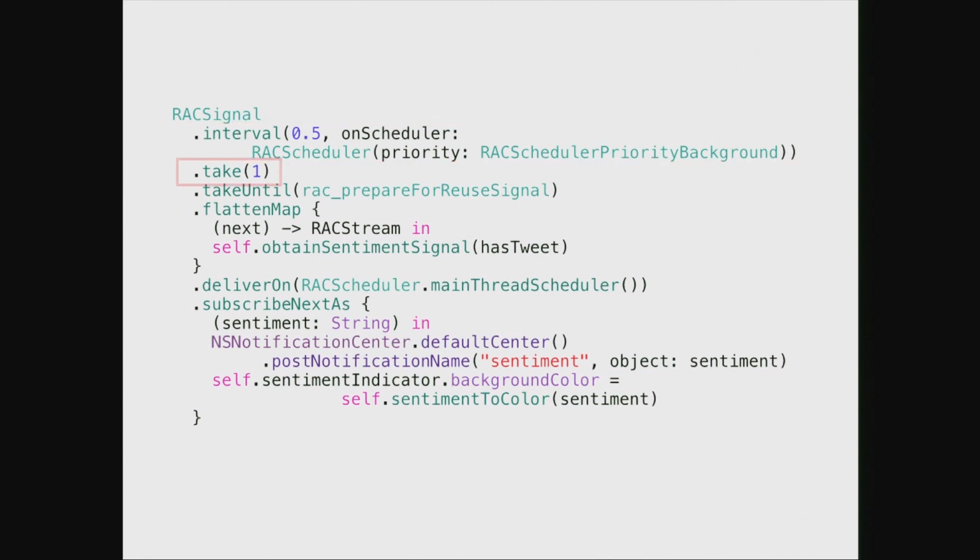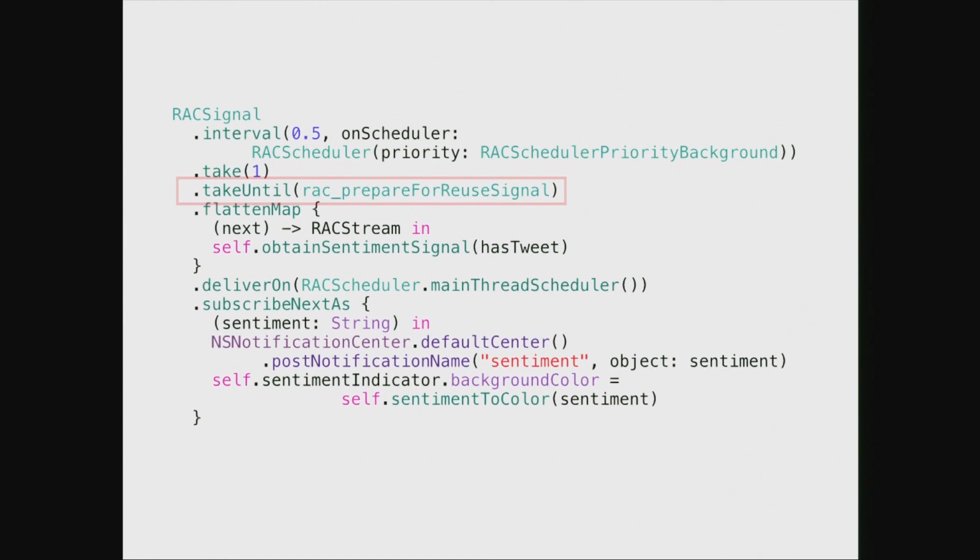Then I'm using take one, and what this does is it takes one next event and then completes. So the net result is I've got a signal that will fire in half a second, and that's it. Then I'm using take until and supplying another signal. Now this signal emits when a cell is recycled and when it's reused. Basically, this is our method for determining when it's no longer visible.